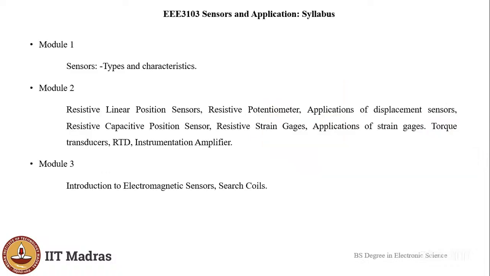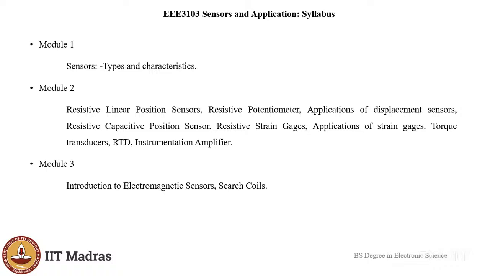Okay, this is the brief syllabus. In module 1, you will be learning about sensors, the types and characteristics of sensors, that is the static characteristics and the dynamic characteristics. And then from module 2 onwards, you will be learning about the different types of sensors. In module 2, you will be learning about linear position sensors, strain gauges, and RTD and instrumentation amplifier.